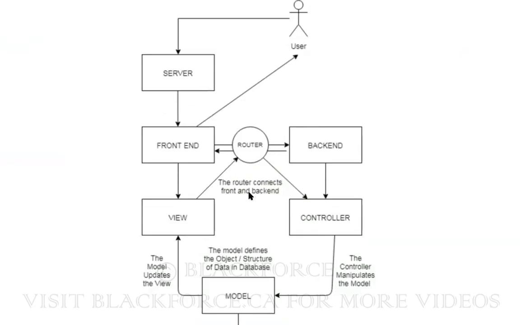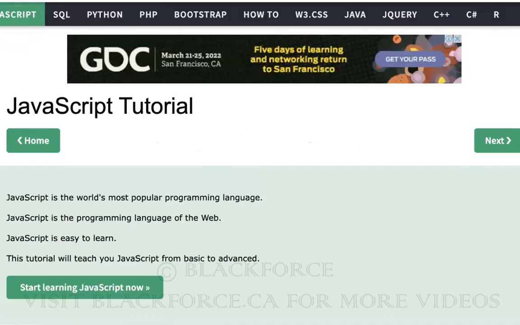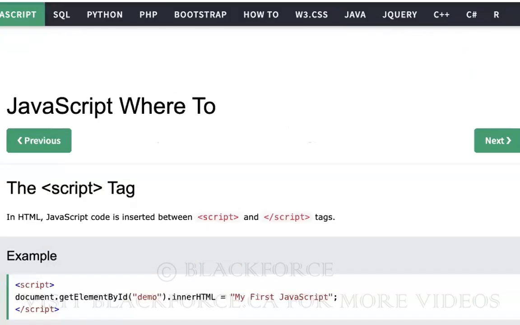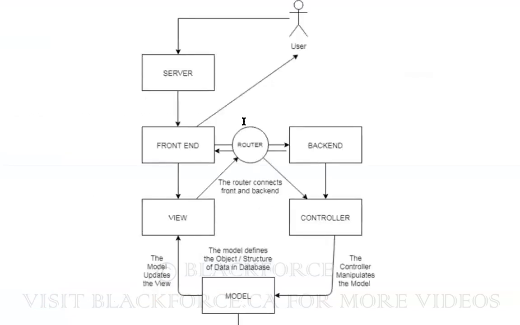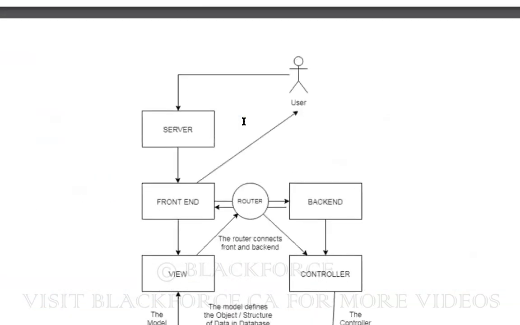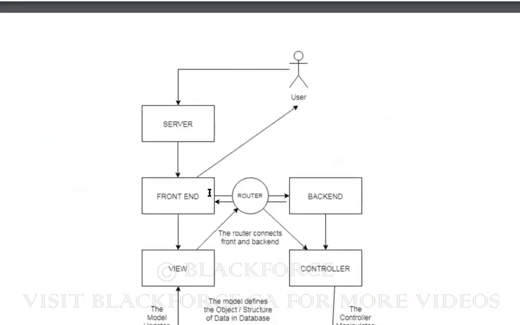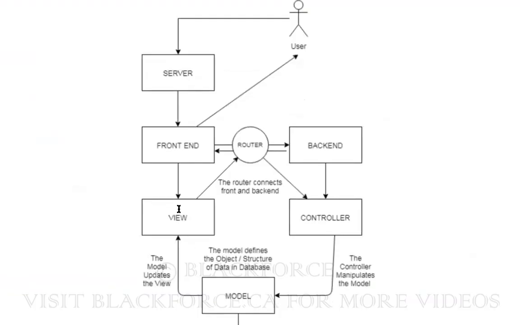So the router connects front and back end. If I go here now, to where to, you're going to see the URL or the route change. I'm very sure this application on the back end has a route listening for /JS/JS-where-to.asp. So just understand that this diagram is more descriptive than this one in the sense that it shows you the mechanism the front end and the back end use to communicate, and every other stuff is just model, view, and update front end like we've seen.